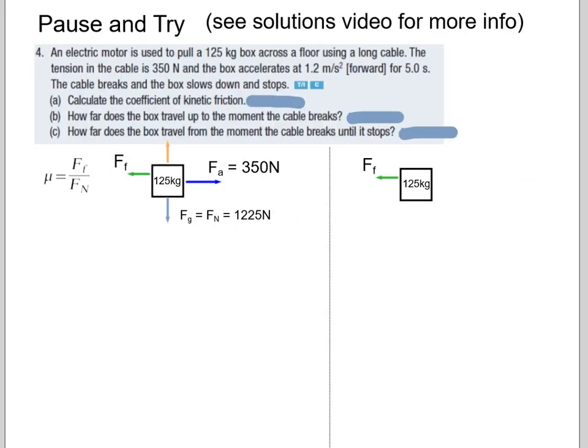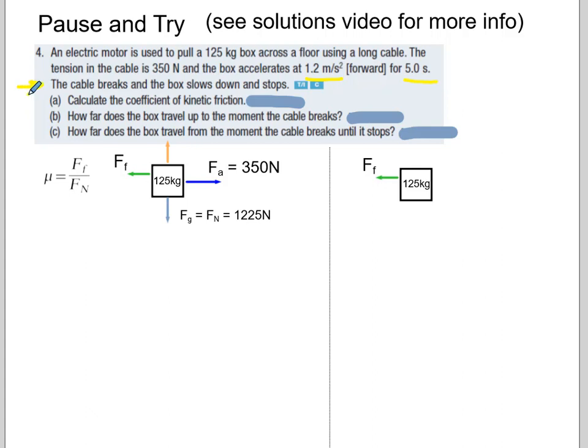And then lastly here, an electric motor is used to pull a 125 kilogram box across a floor using a long cable. The tension in the cable is 350 newtons and the box accelerates at 1.2 meters per second squared forward for 5 seconds. So immediately a couple of things should be jumping out at you. There is an acceleration given, a time given. Okay, they're probably going to have to bring some kinematics into this problem, and let's go at it. So the cable breaks and the box slows down.